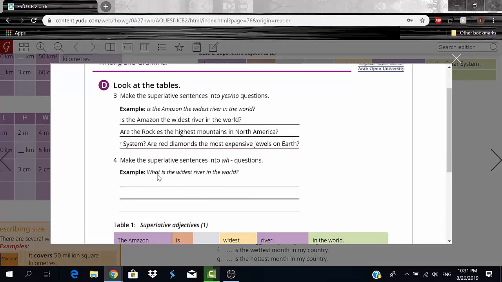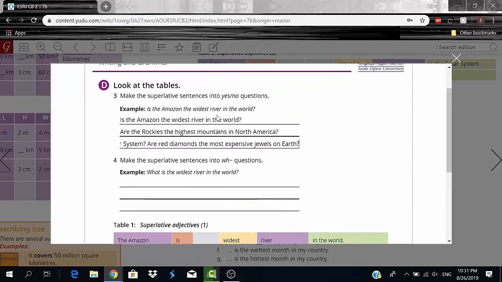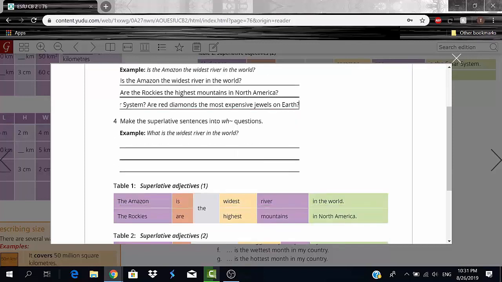Okay, now he wants us for number 4 to make the superlative sentences into what questions? Okay, so WH questions. So now we're not going to be making yes or no questions, we're going to be making WH questions. And so basically we're going to be using the word what. So we have, what is the widest river in the world? Okay, so we did the first one again. So here we have an example of the first one. The Amazon is the widest river in the world. What is the widest river in the world?